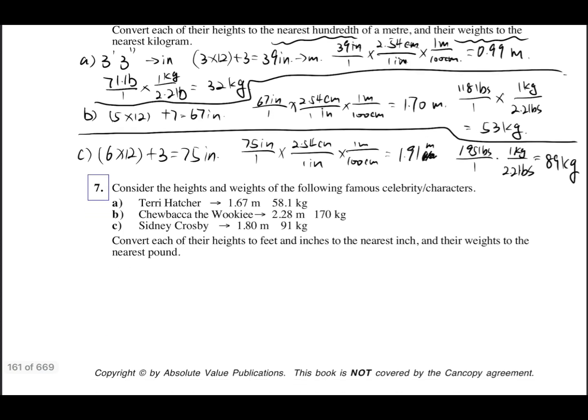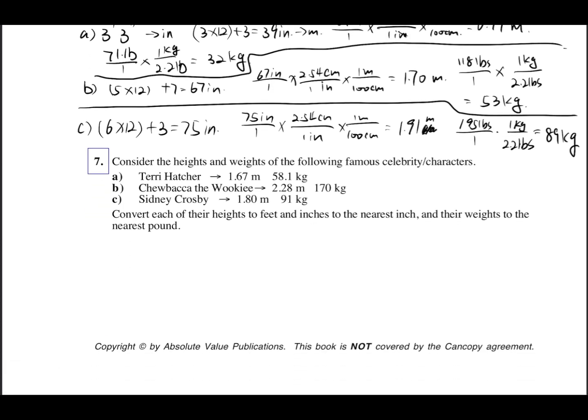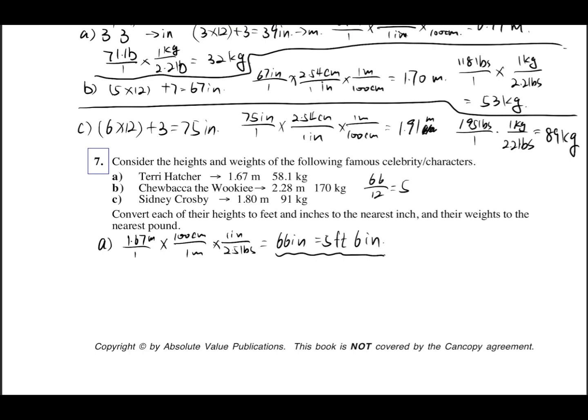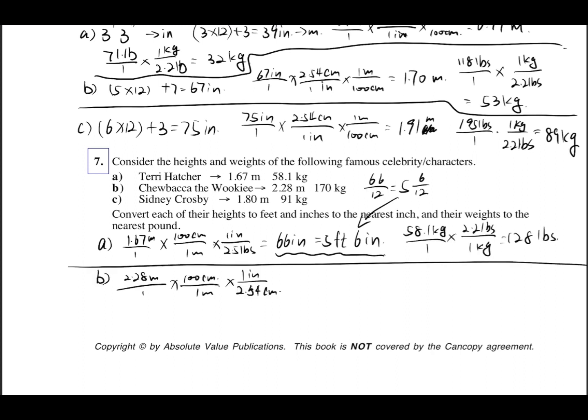Okay, and number 7 is a similar thing, just change the meters to inches and change the kilograms to pounds. I will just write down the procedures here and you can check by yourself. For this part, we use 66 divided by 12, which is 5 with a remainder of 6. So this is 5 feet and 6 inches. I just made a mistake here. This is cm and this is 4.